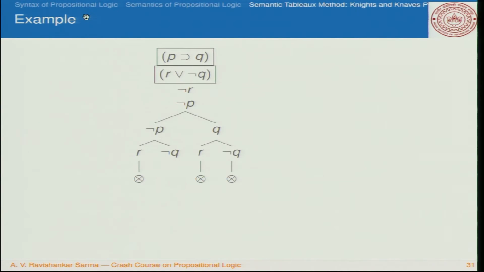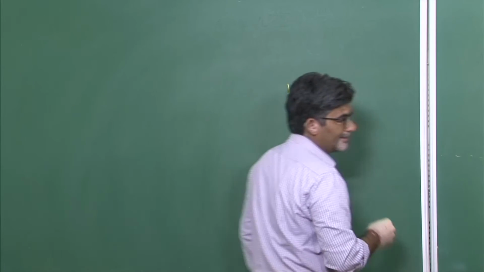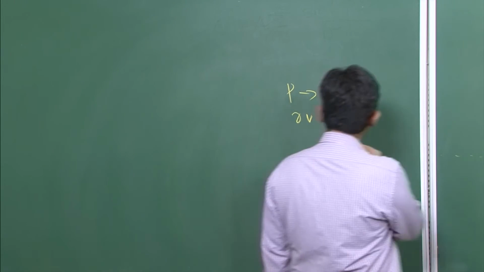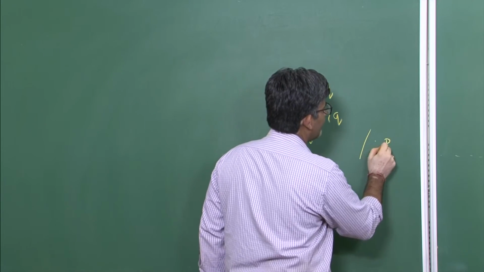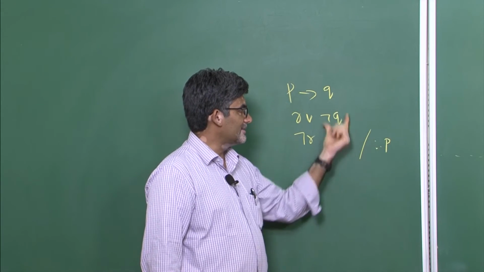So let us consider one example, and then we will see whether from P implies Q and R or not Q and not R, P follows or not. So here P is considered to be the conclusion. So it is like this: P implies Q, R or not Q, and then not R, and then whether P follows from this or not. So we want to check whether this P is a consequence of this or not.